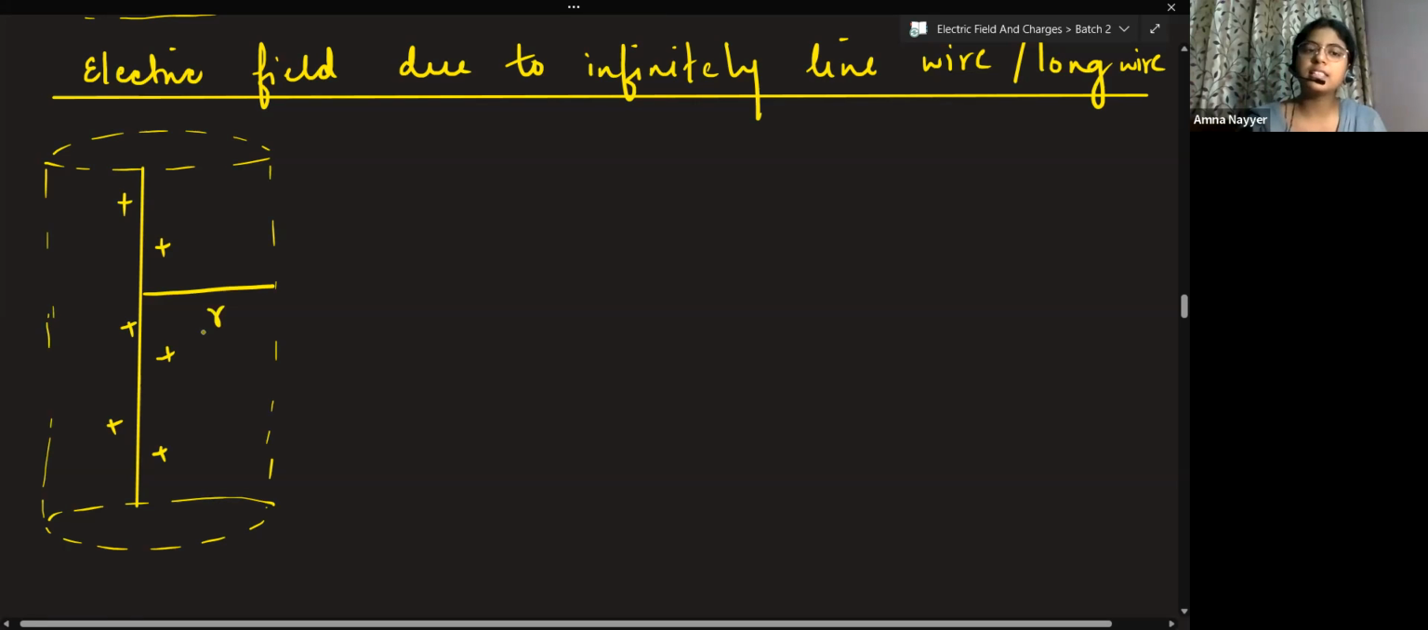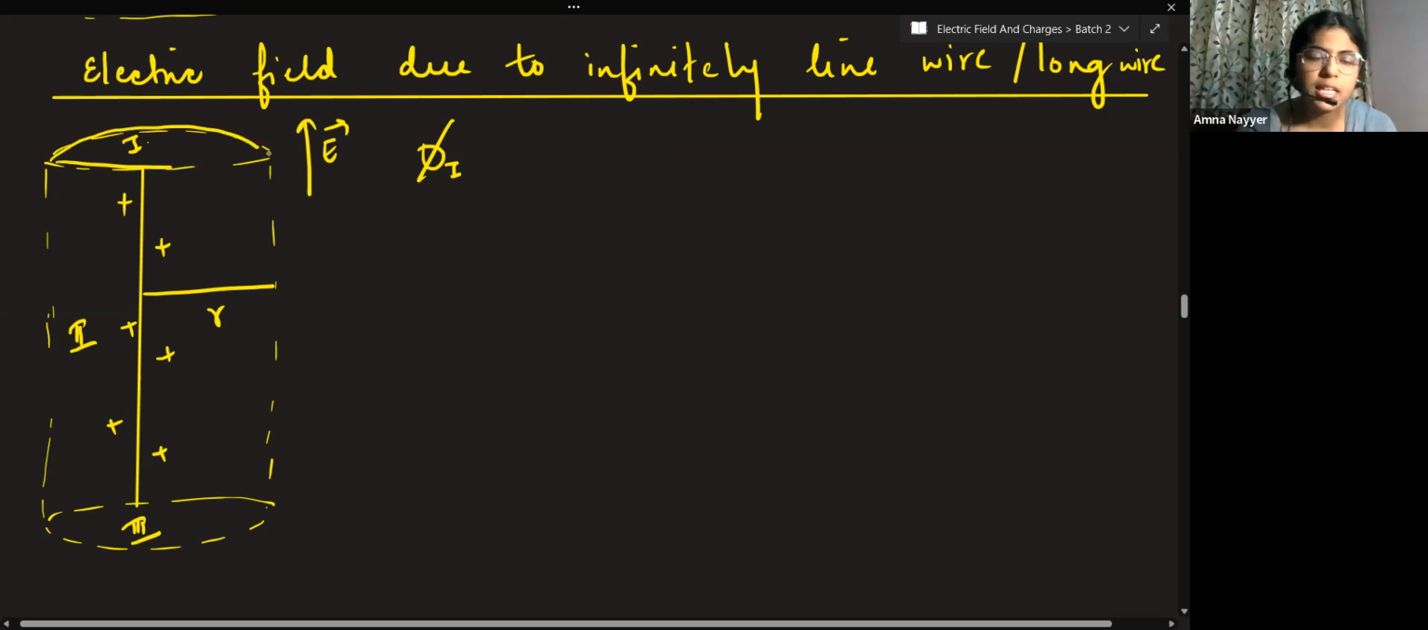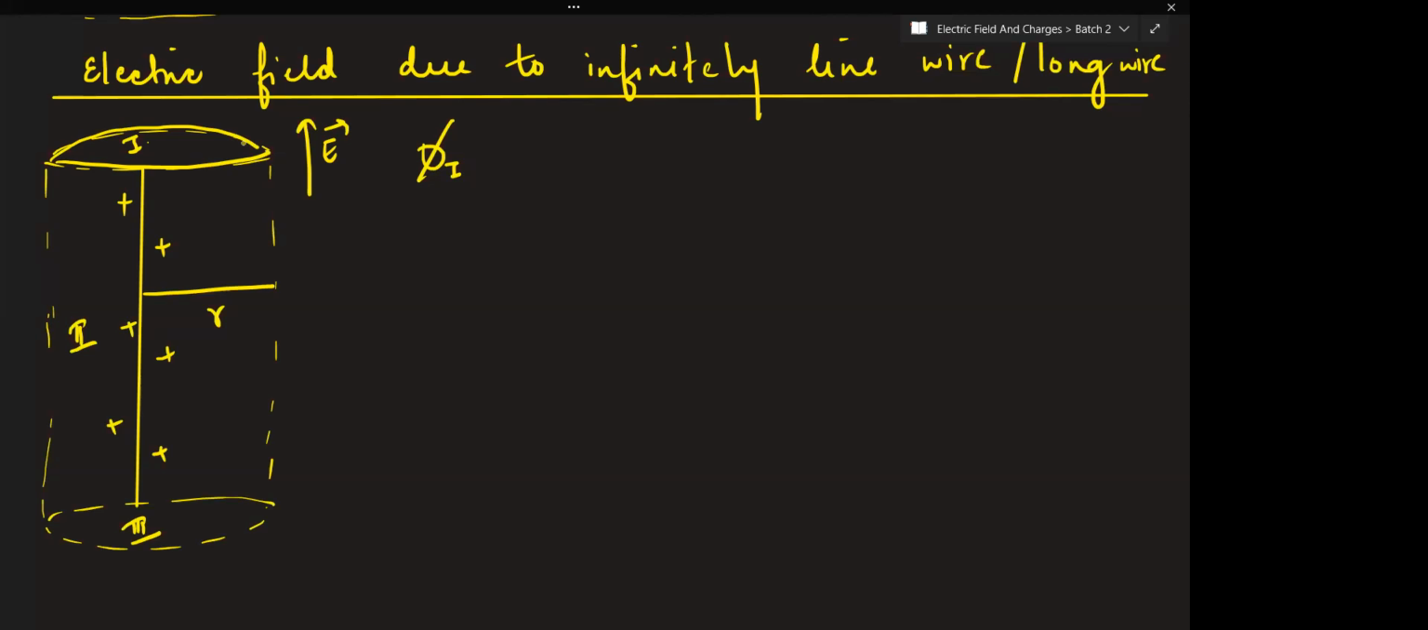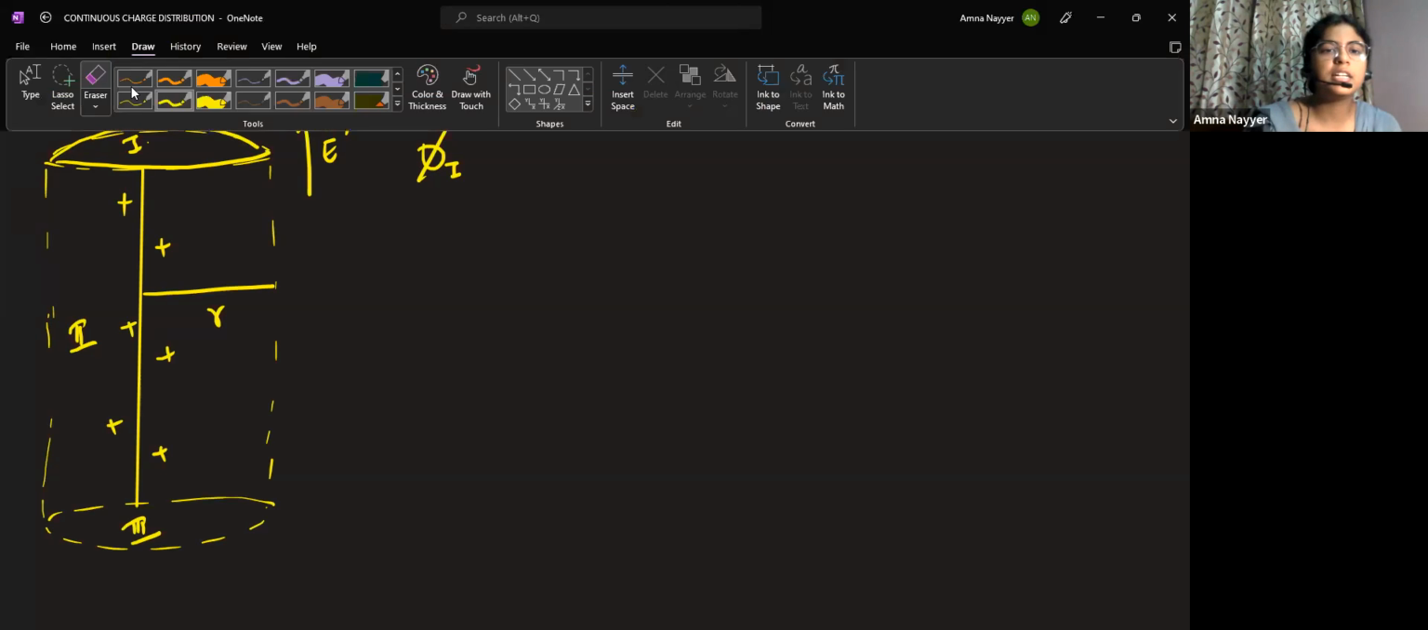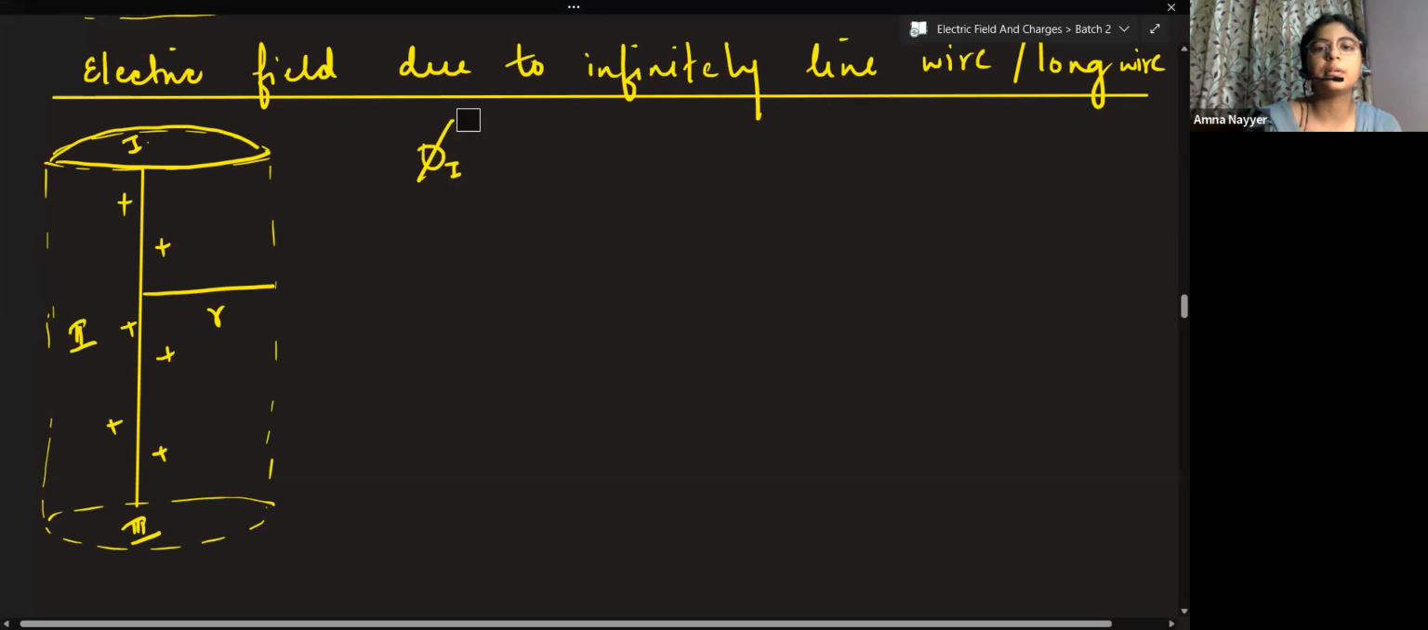Now, whenever we are considering a cylinder, it has three surfaces. This is the first surface, this is the second surface, this is the third surface. So consider the flux through the first surface. Let's say the electric field is directed upwards. E is the electric field, R is the radius of the cylinder. If this is your first surface, what is the angle between the electric field and the area vector? 0. Correct. What if I change the direction of the electric field? Now tell me.